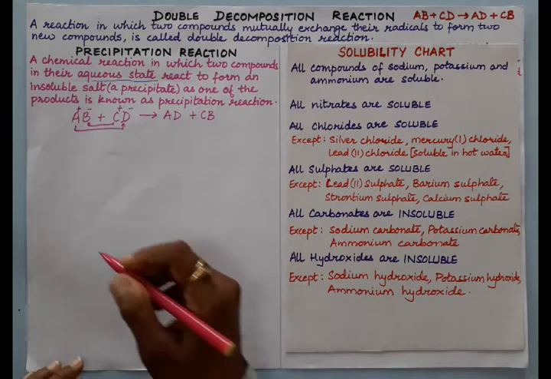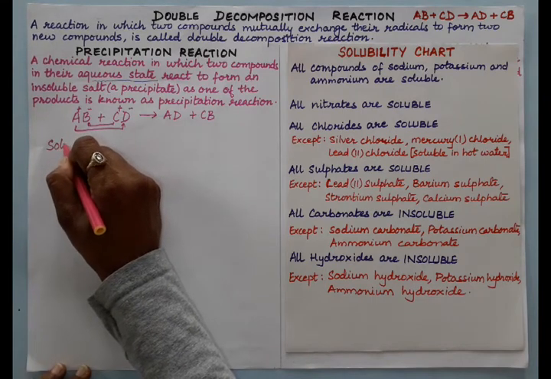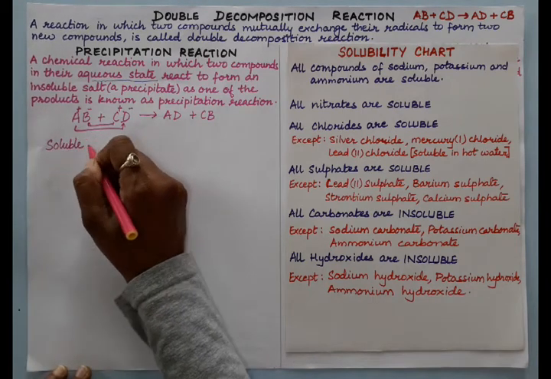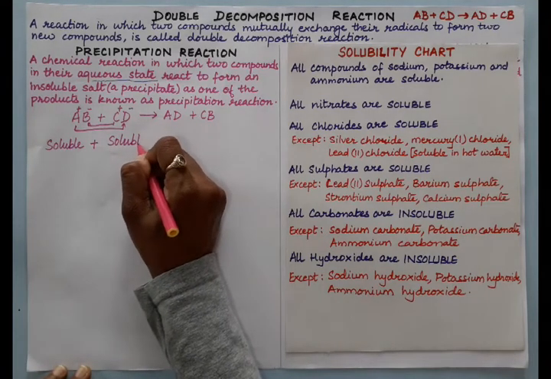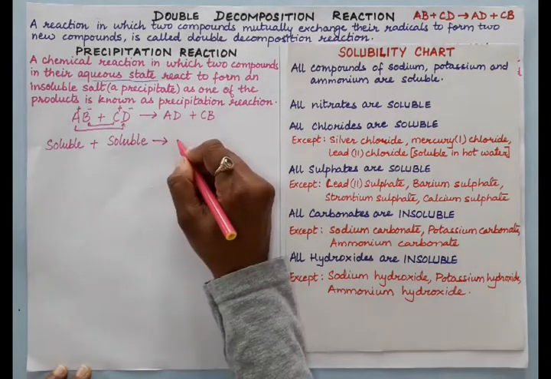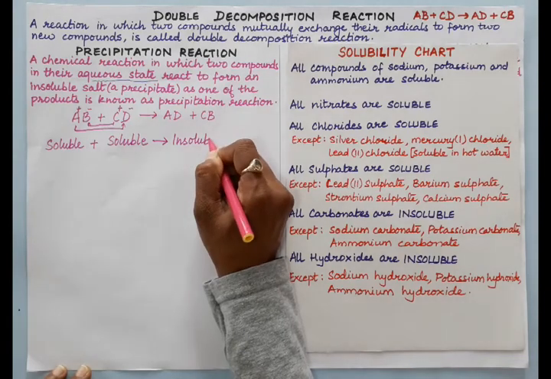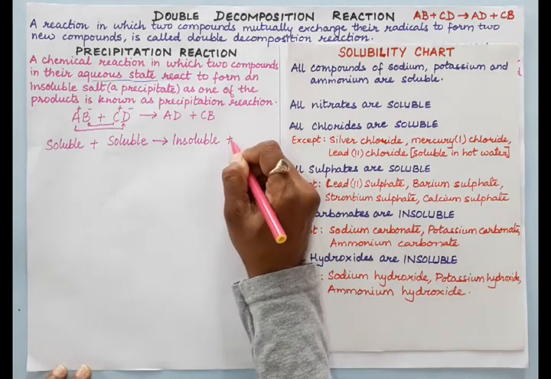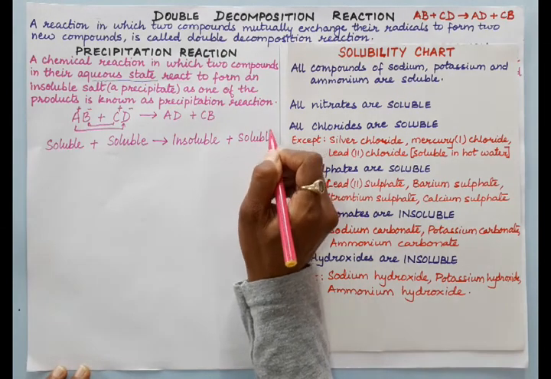Now let us understand this. Here the rule is, see, soluble plus soluble. So two compounds or both the reactants must be in aqueous state, or they should be soluble in water. We get one of the insoluble products. So insoluble plus soluble. This is the rule for precipitation reaction.